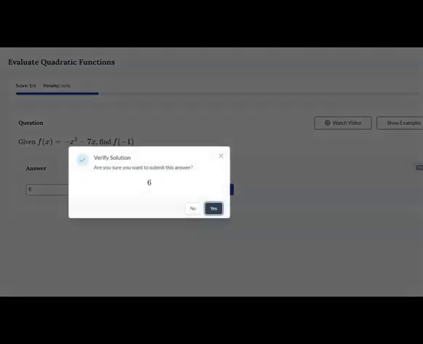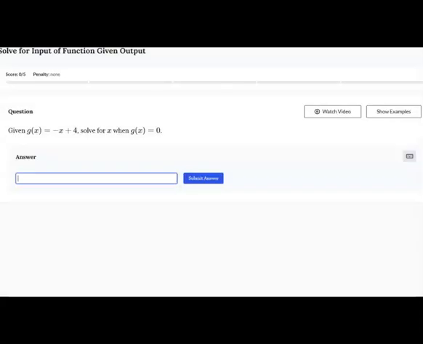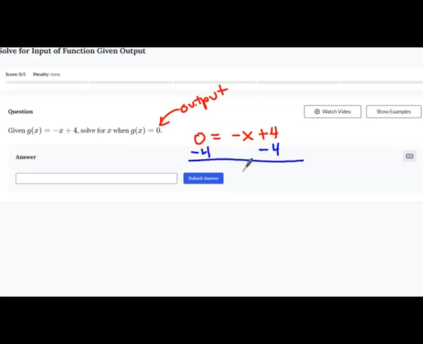Type your answer and submit. This next set of questions will have you finding an output, or finding the x when the output is given. That 0 is in the answer position. That means 0 is the output. So I want to find out what x is. I do not erase and replace it. I actually solve for x.